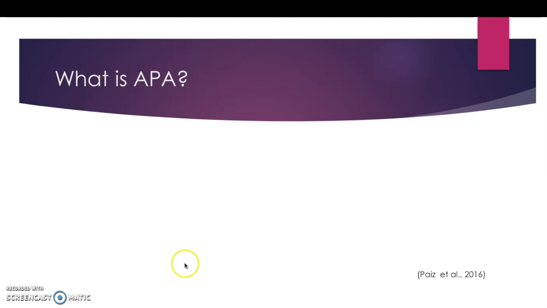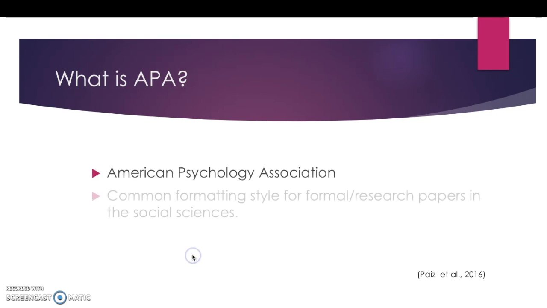So what is APA? APA stands for the American Psychology Association. It's a common formatting style for formal research papers in the social sciences.